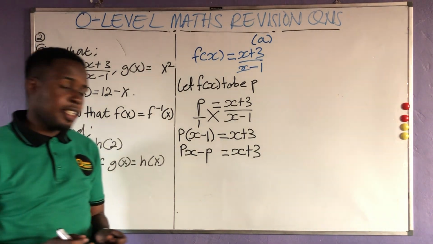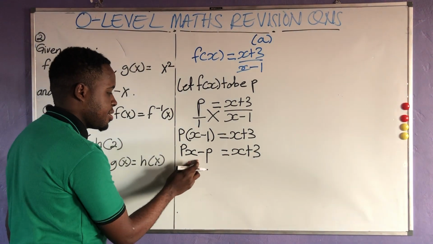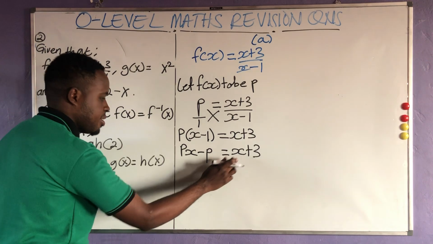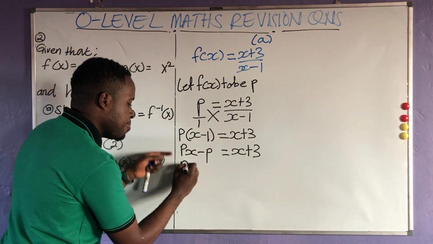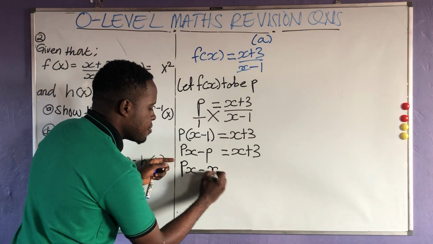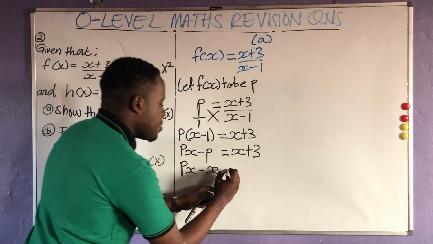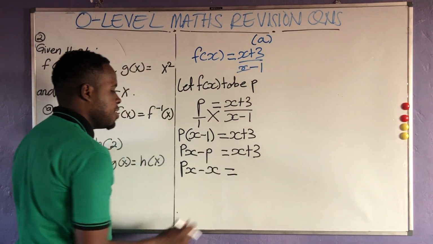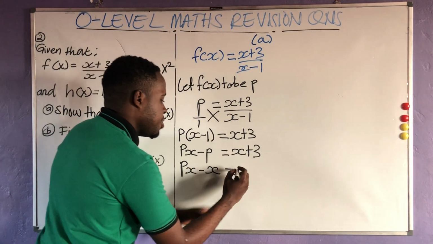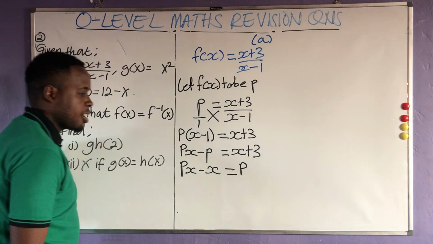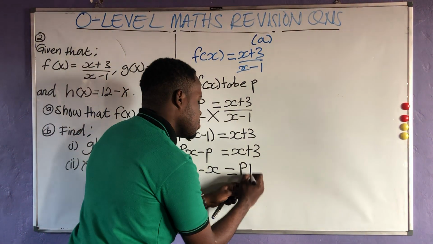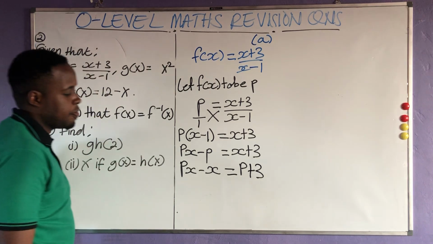Now we shall collect like terms. We shall bring the x this side. When it crosses this side, it's a positive. It will come as a negative. So we shall have negative x. Being equivalent to, we shall take the p the other side. It's a negative p. When it crosses, it will become positive. Then that's a beautiful 3.